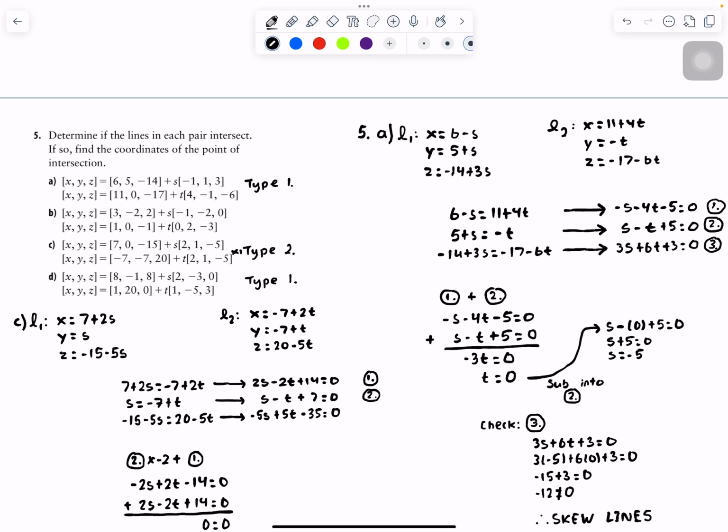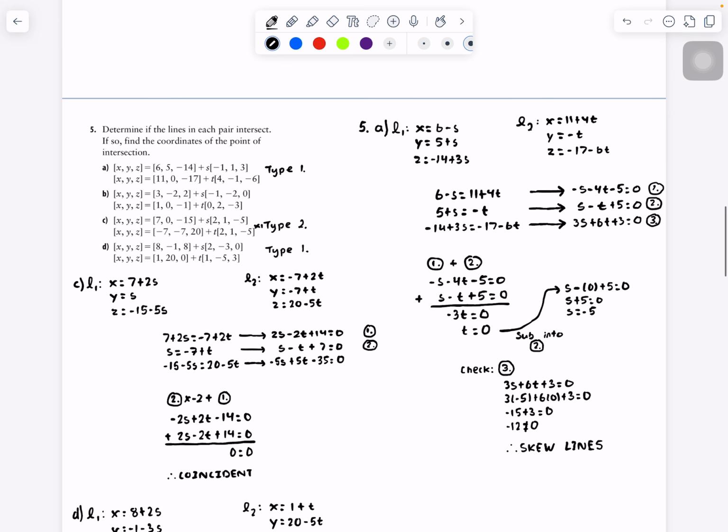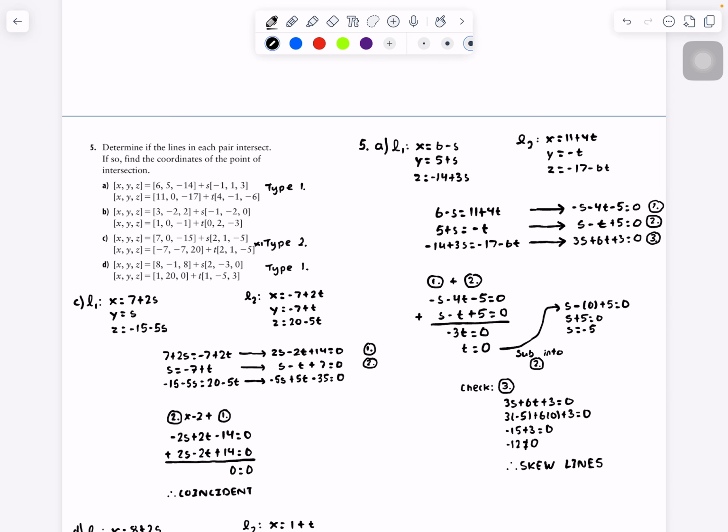And then D is also of type 1 because there's no scalar multiple that can multiply my direction vector of line 1 by to get the direction vector of line 2. So, yeah. Okay. This makes my problem already a lot easier. So now we start with 5A.